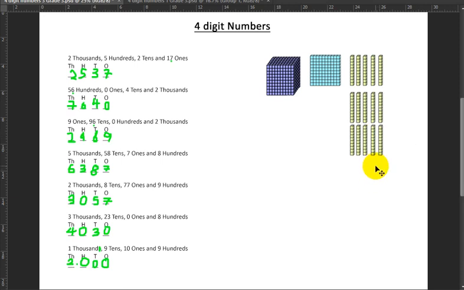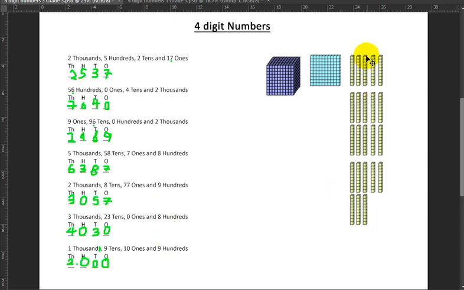Another 5 makes 15, and another 5 will make 20, and now I only need another 3. These are 20 tens, and I need another 3 to make 23 tens. So I'm just going to copy these 3, carry them down. Okay, so that's 23 tens right there, right?